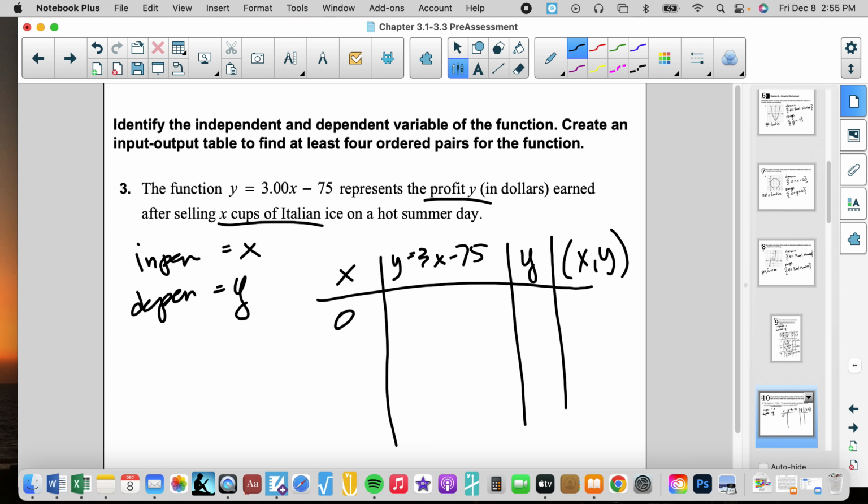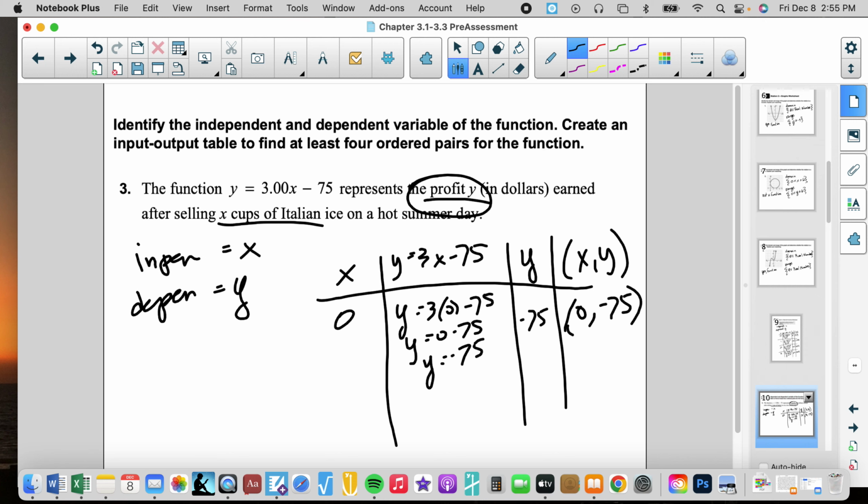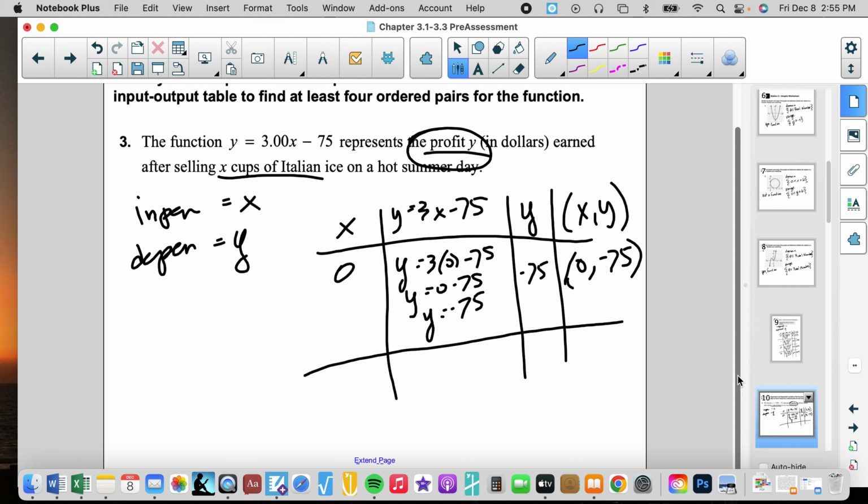So after selling 0 cups of Italian ice, 3 times 0 minus 75 equals 0 minus 75. y equals negative 75. So after 0 cups of Italian ice sold, I am $75 in the red, as they say, because this is the profit. So I have negative $75 of profit. I am still running my business at a deficit, as they would say.